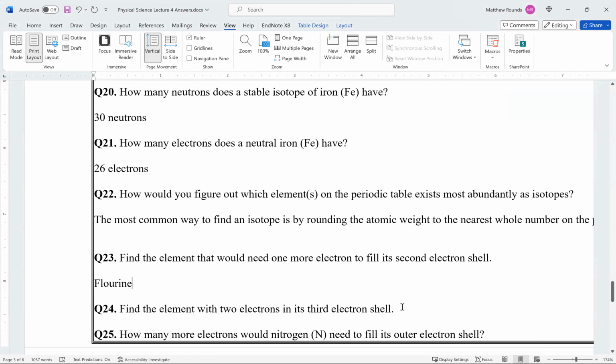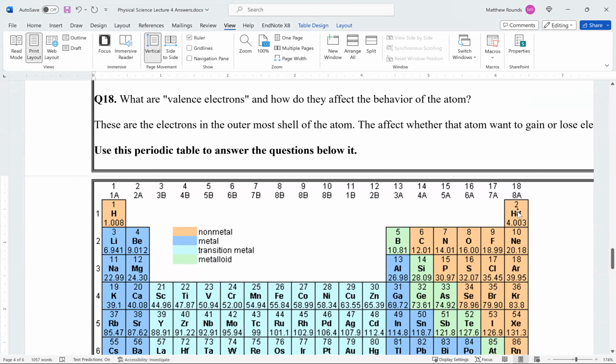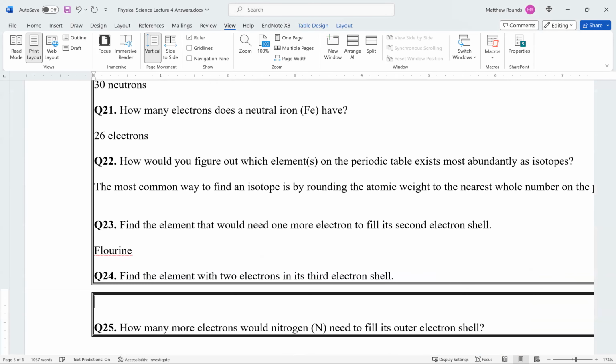So now the third shell. Find the element with two electrons in its third shell. So helium and neon have their first two shells completely filled. Argon has its third shell completely filled. So you back off of it. Make sure you're still seeing this. Yeah, you back off it over here. So Na, or sodium, needs to lose one electron. Mg needs to lose two electrons in its third shell. You can think of the rows kind of as shells. So Mg, or magnesium, is the one.